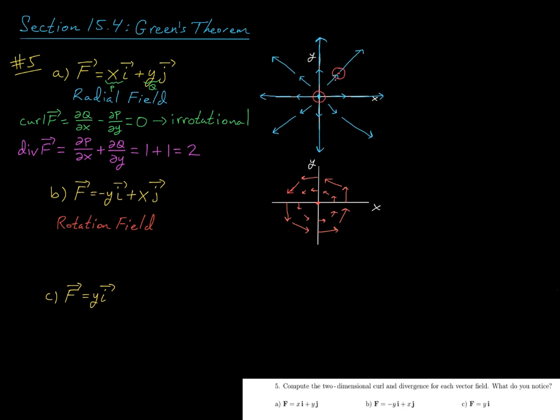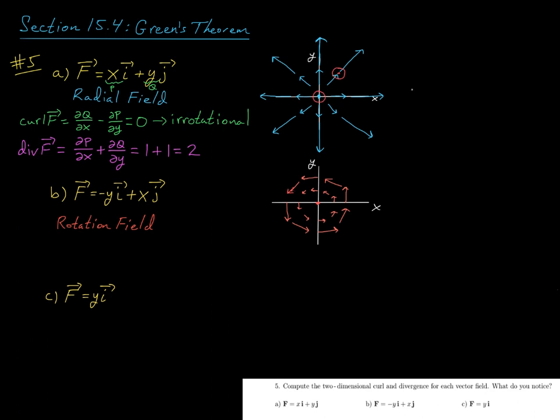Now for the divergence, you are going to have some inward flux here. That would contribute something negative when it comes to divergence. But since the magnitude of these vectors is growing the further you move away from the origin, the outward flux is going to outweigh the inward flux, and so you still are going to come out with this positive 2 for your divergence. All right, so now let's move on to the rotation field.